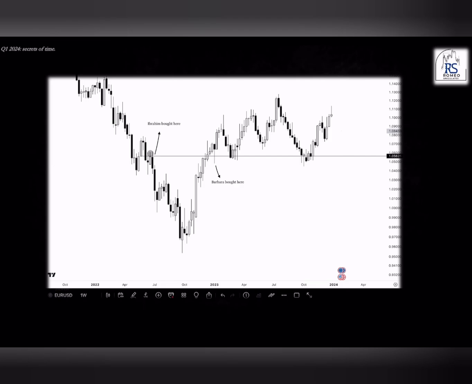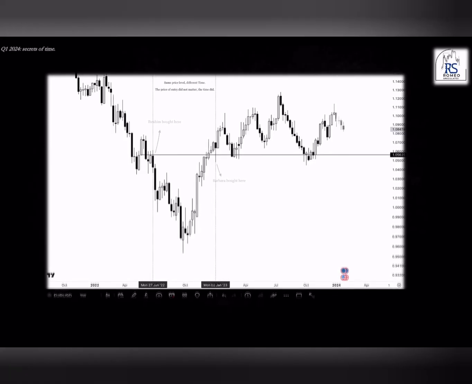What happened was it declined almost 1,000 pips and more. 1 year later, Barbara, who followed the right people and had the right information, bought euro over here at this time and this price. She bought at the same price level Ibrahim bought. Right? So understand that. Ibrahim bought at 1.05625, and Barbara also bought at 1.05625. Ibrahim suffered a 1,000 pip loss, and Barbara enjoyed a multiple hundred pip gain. What is the difference?